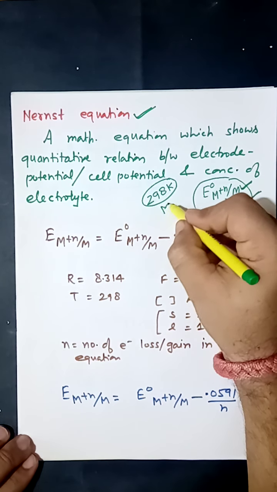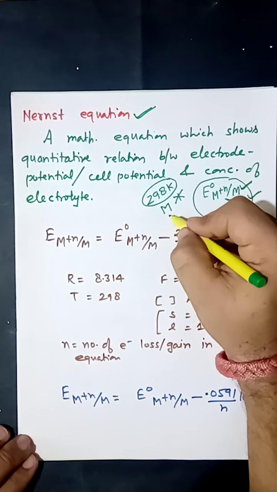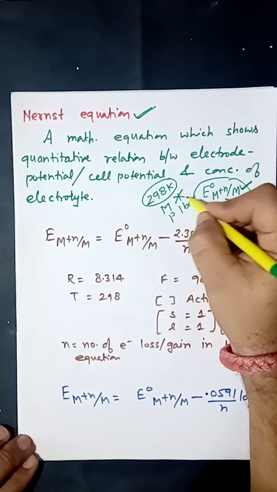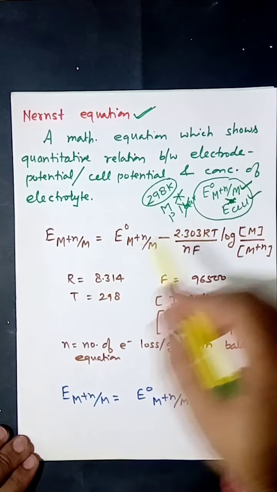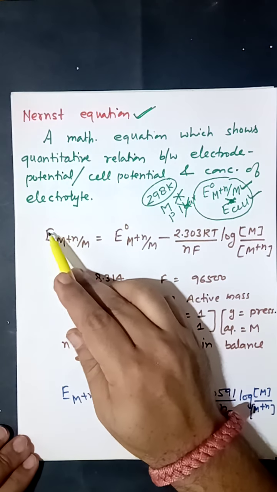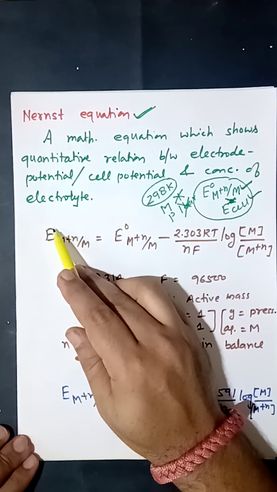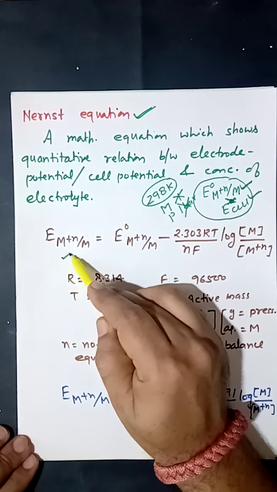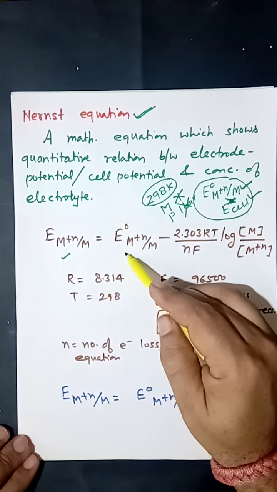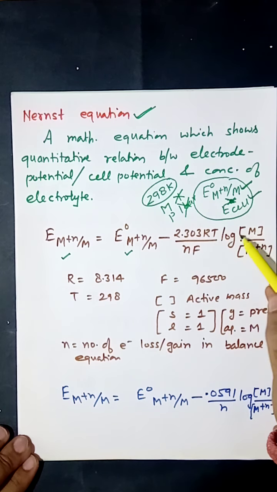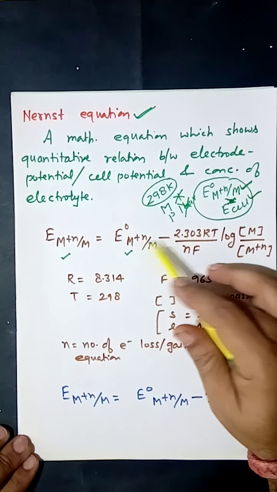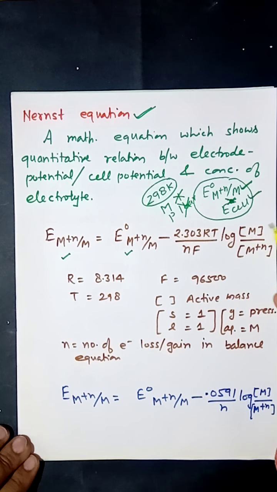It means the molarity will be not 1 as well as the pressure will be not 1 bar. And here now we have to find out electrode potential followed by cell potential. Now as per Nernst equation, you can see here there is no sign for standard here. Electrode potential equals standard electrode potential minus 2.303 RT upon nF log concentration of metal upon concentration of metal ion. So this is as per Nernst equation.